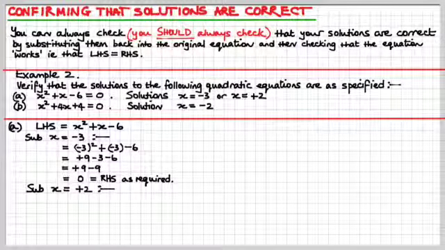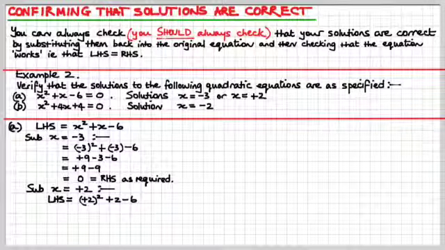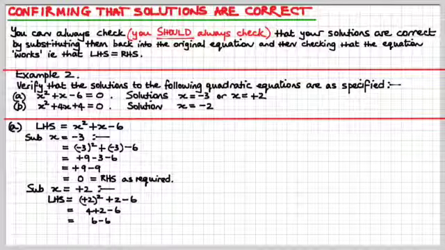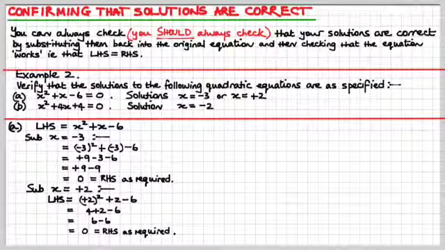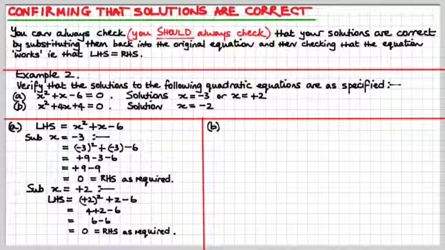Okay, substituting x is plus 2. Let's go for that. So the left-hand side in that case would be plus 2 squared plus 2 minus 6, which is going to be 4 plus 2 minus 6, which is 6 minus 6, which is 0, and everything's beautiful. That is the right-hand side, and therefore that is also a valid solution as required. Okay, that's all you have to do, guys.